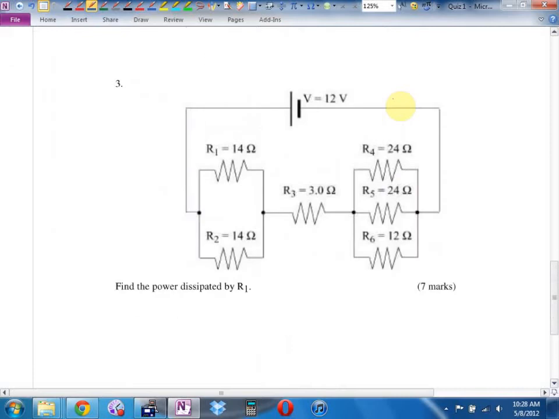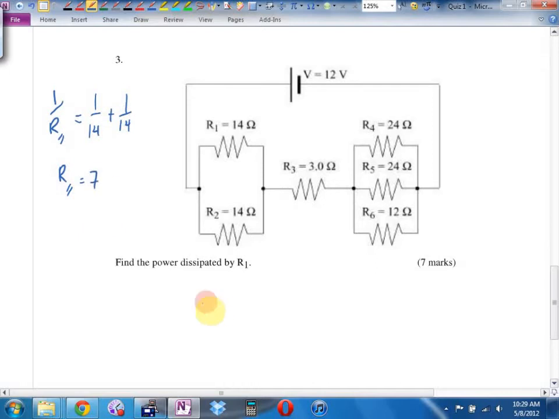Number 3. Find the power dissipated by R1. Again, this is a tough one because nowhere is there a resistor where they have told me 2 pieces of information. I'm going to have to rewrite this as a single resistor. If I'm resketching this, that can be replaced with a 7, and then there's a 3, and then I'll see what I can replace that one with. That'll help me figure out the total resistance.